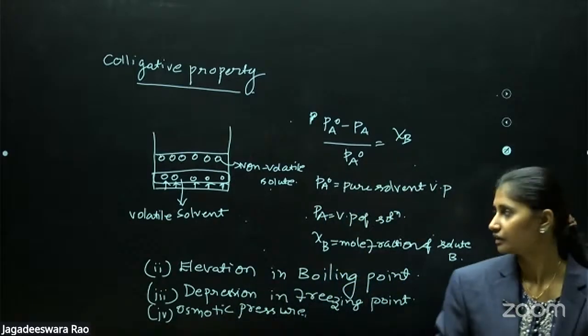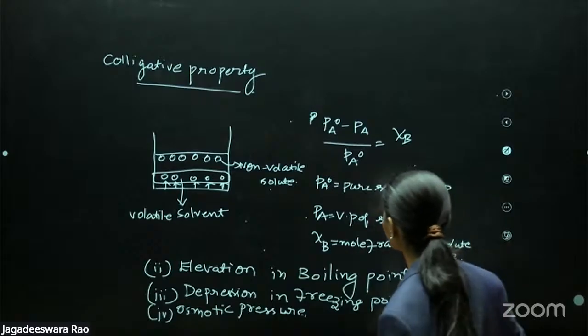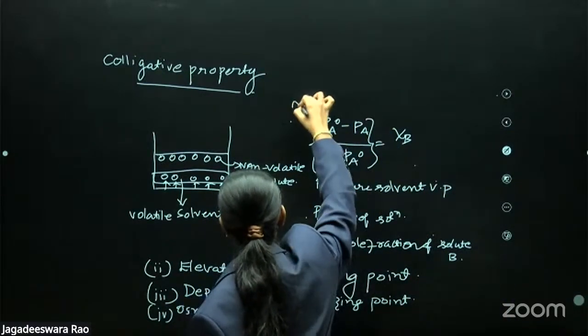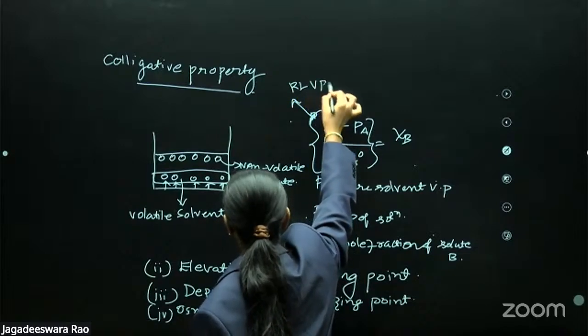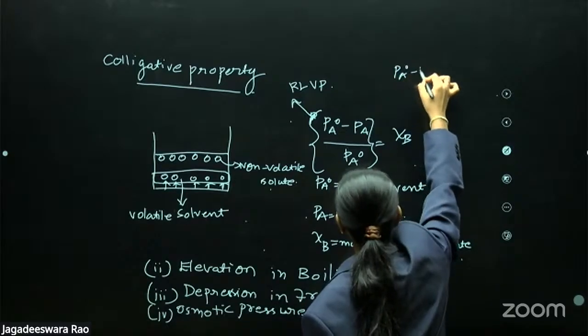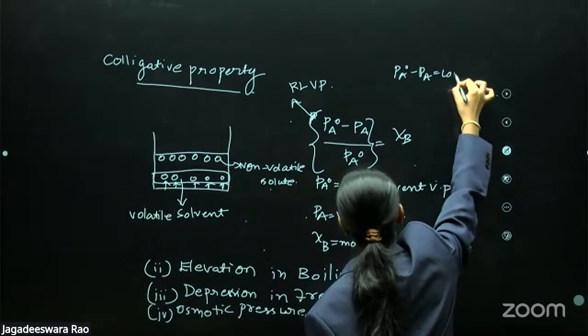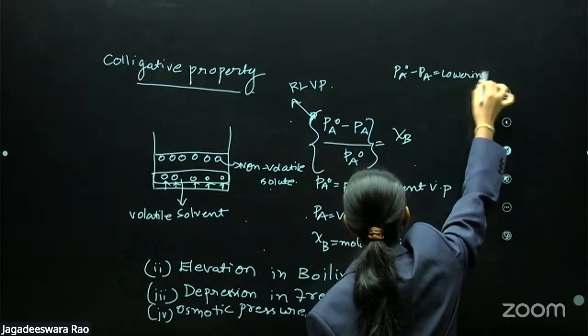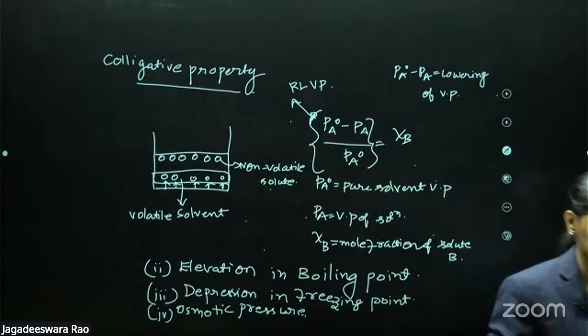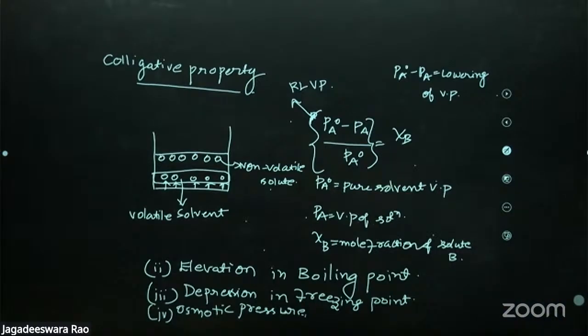PA naught minus PA divided by PA naught, all together, is called RLVP. If you just consider PA naught minus PA, then this is called lowering of vapor pressure. Make a note of it. What's the difference between relative lowering of vapor pressure and lowering of vapor pressure? Relative lowering of vapor pressure means divided by PA naught. Just lowering of vapor pressure need not be divided.